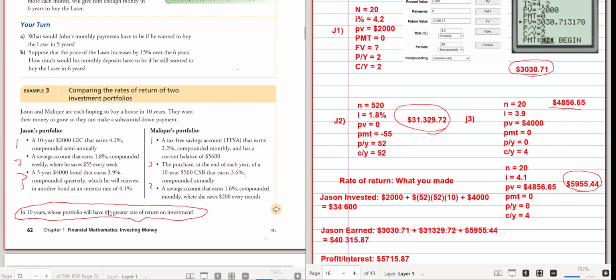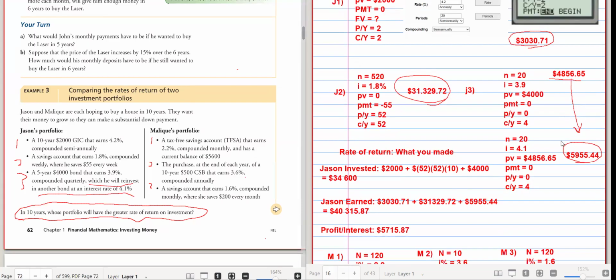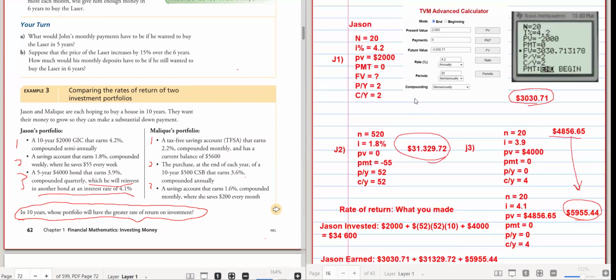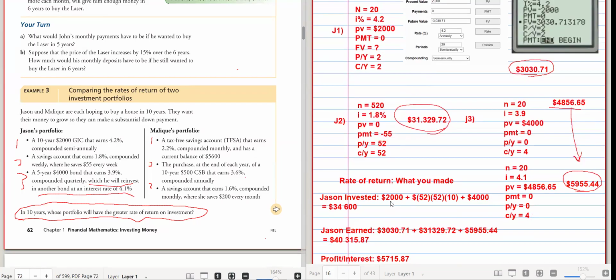Now, here's a really common mistake people will make. He invested this amount directly into another bond, which gave this much, right? Read the question carefully. It's a 10-year investment. Bonds are 5 years, so he did two of them. So if you add all of these up, first off, we have to figure out how much did he invest? Well, he invested $2,000 in J1. He did $52. Sorry. Did I goof up? He did $55. 55 times 52 times 10.